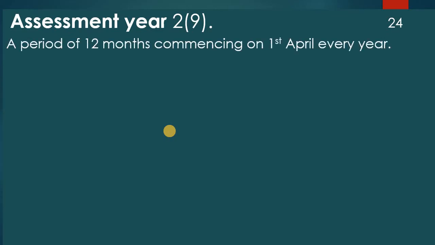Let's see the meaning of assessment year as per the Income Tax Act. It is a period of 12 months commencing on 1st April of every year. It will always commence from 1st April of every year. From 1st April, if you take 12 months, it will end on the next 31st March.